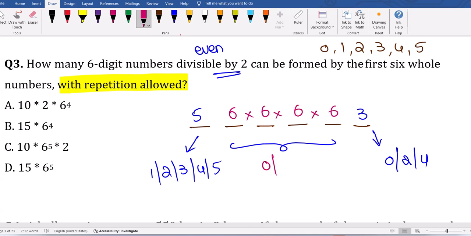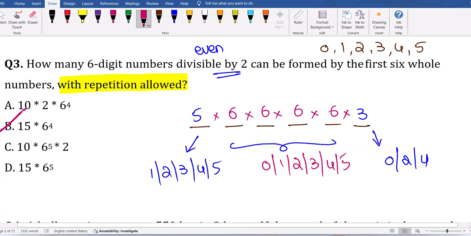Here what is the problem? 0, 1, 2, 3, 4, 5, all can be used. Repetition allowed. Right? Then this is 6 power 4. 15 into 6 power 4. 6-digit whole numbers only, no? 15 into 6 power 4. Option B is correct. 15 into 6 power 4 is the answer. Right?